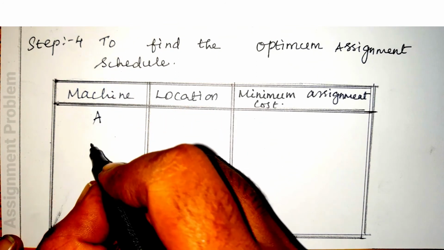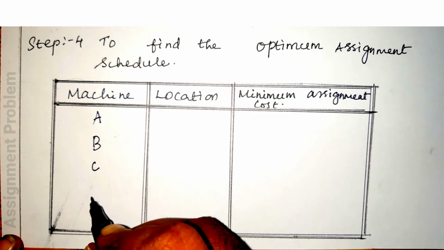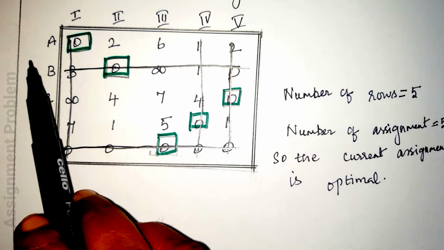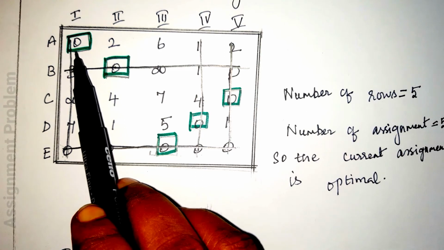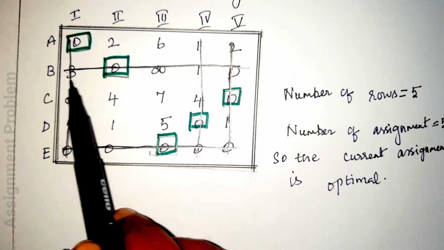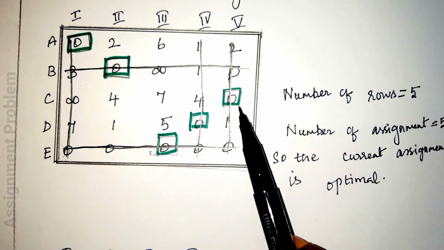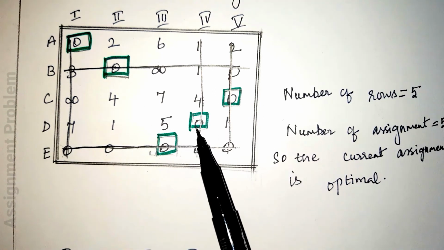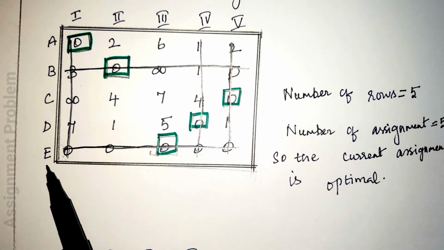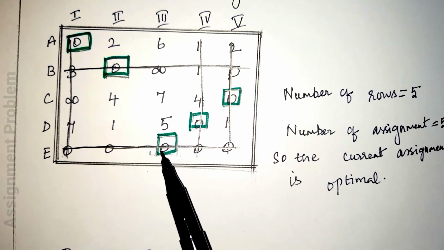There are 5 missions A, B, C, D, E. Mission A allocated to location 1. Mission B allocated to location 2. Mission C allocated to location 5. Mission D allocated to location 4. And mission E allocated to location 3.